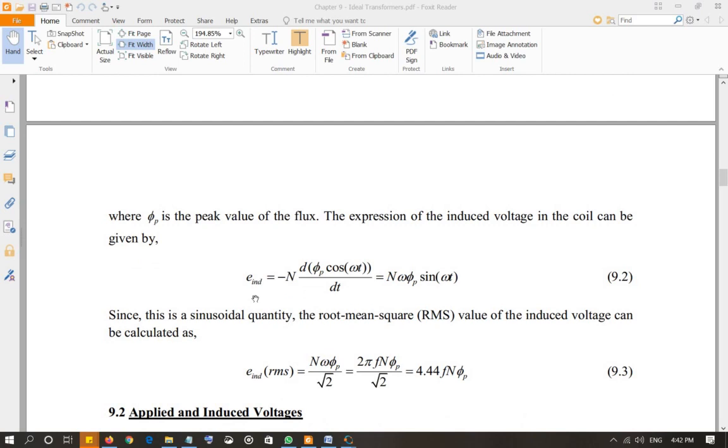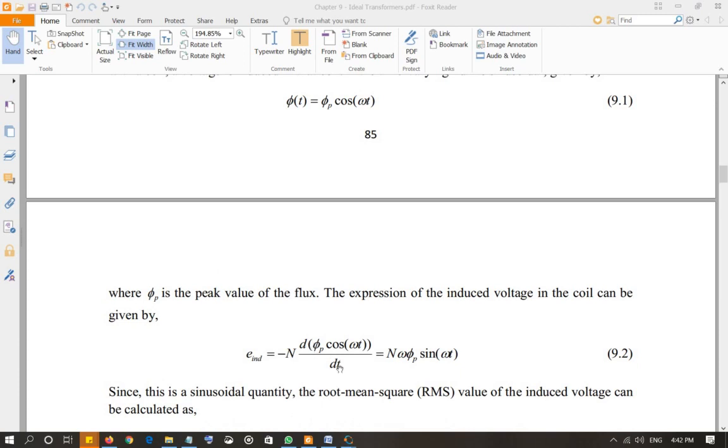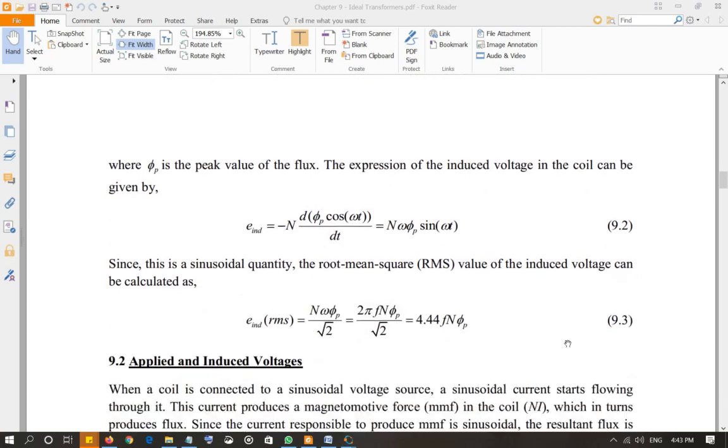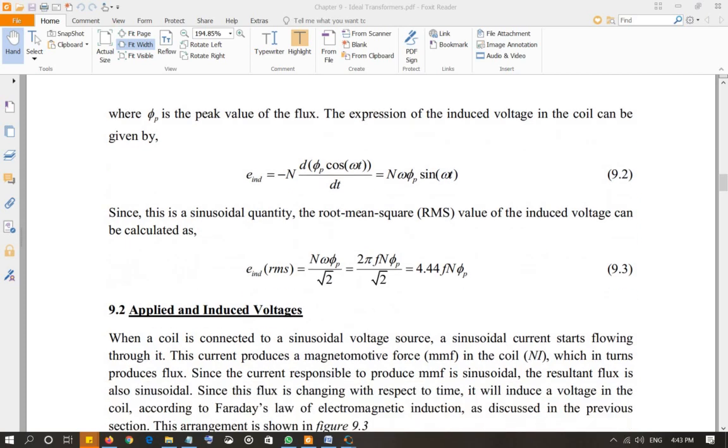And according to Faraday's law of electromagnetic induction, induced voltage is n d phi over dt. So we go ahead and put this equation in and take the derivative with respect to t, and we are gonna get n omega phi p sine omega t. Since it's a sinusoidal quantity, the induced voltage is a sinusoid with the peak value of n omega phi p, then the RMS value of that induced voltage, of course, is the peak value divided by square root of 2, as you can see over here. Omega is 2 pi f, so 2 pi over square root of 2 comes out to be approximately 4.44. So 4.44 f n phi p is the induced RMS value of the voltage.